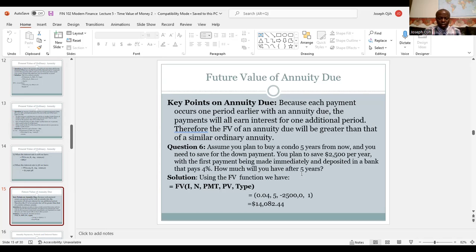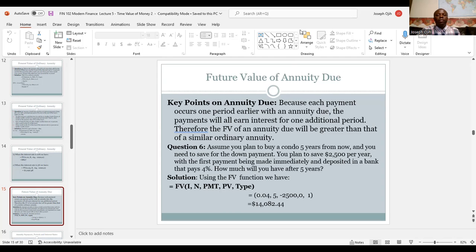The interest is 4%, right? 0.04. Number of periods is 5 years. Payment, PMT, is 2,500, which is negative 2,500, since we must show the direction of the cash flow. Future value, present value, there's none, put 0. Then for type, because you make the payment immediately at the beginning of the year, type will be 1.